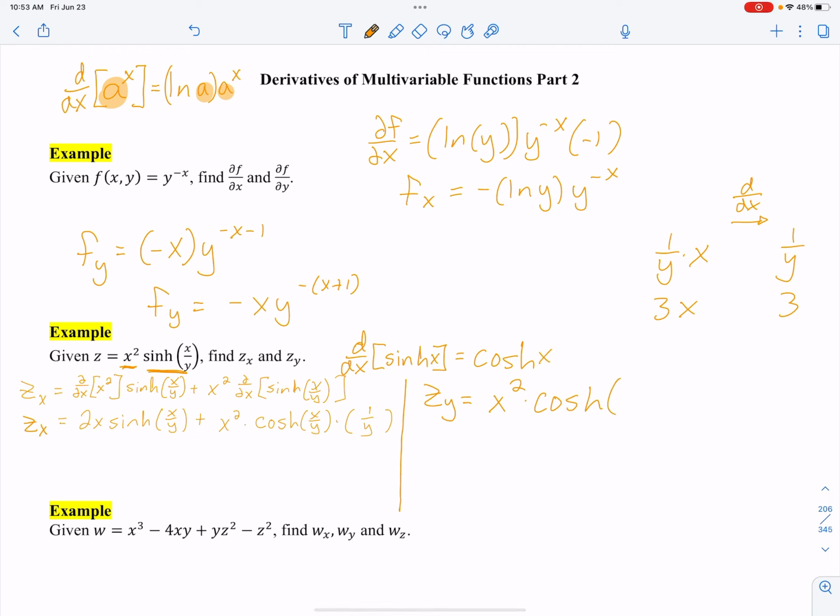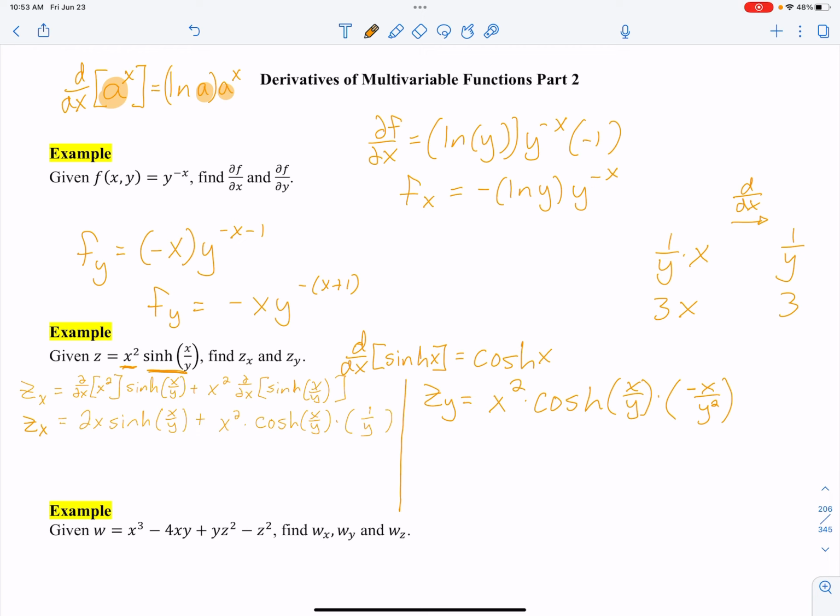Hyperbolic cosine, I keep the inside, and then I take the derivative of the inside. This is a constant over y, so we actually get negative x over y squared. I'll let you do that derivative if you need. Remember, the x is just a constant. Right? And I think that's a great answer for the partial with respect to y.